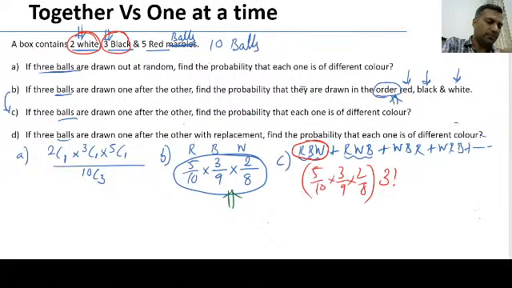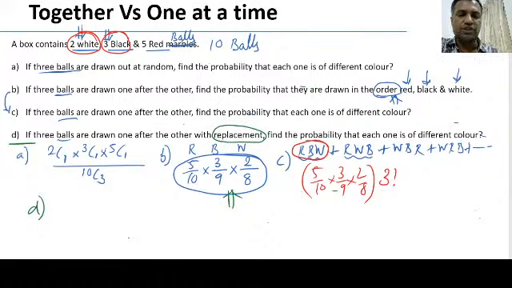Okay, let's go to part D. How is D different? Take a look at part D. If three balls are drawn one after the other with replacement, another new word is coming. You are replacing every time. Find the probability that each one is of a different color. Three balls are drawn, right now, with the replacement.